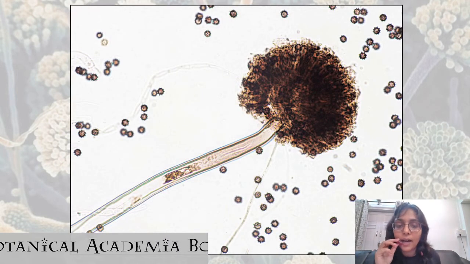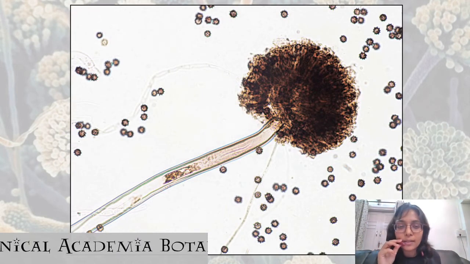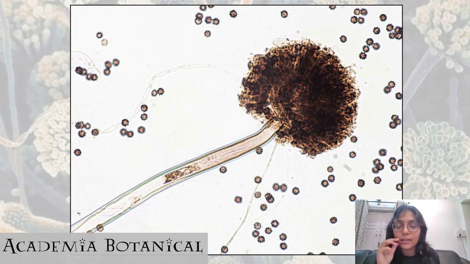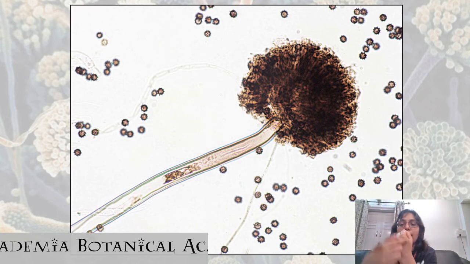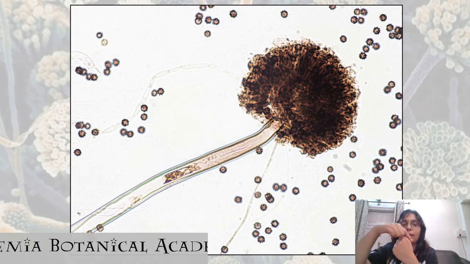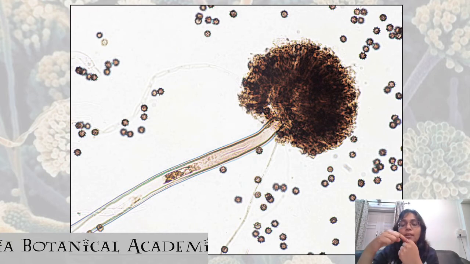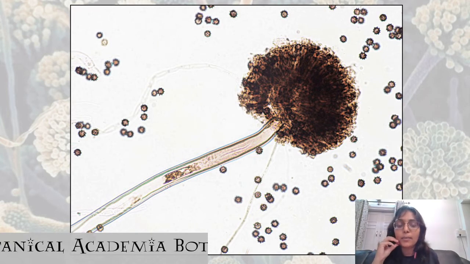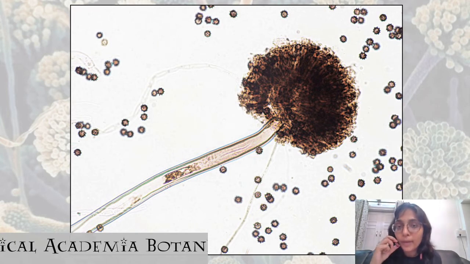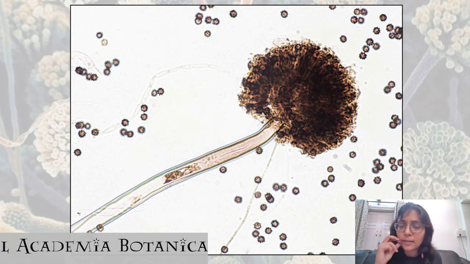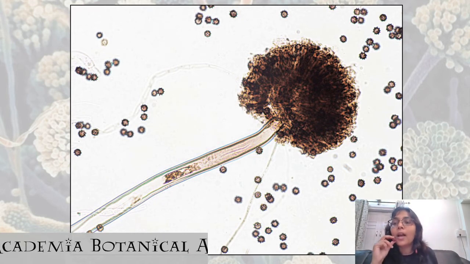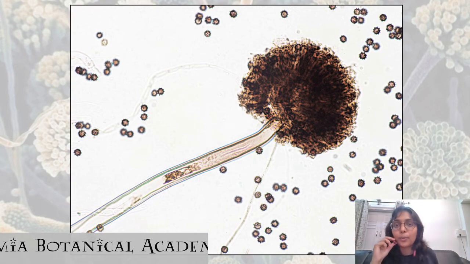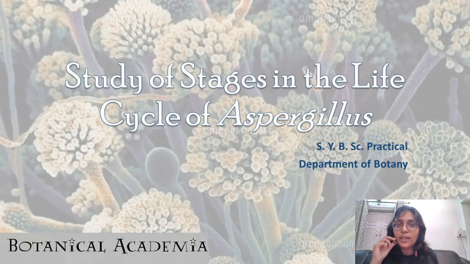This is again a high power image of Aspergillus. You can see a little globular structure which is nothing but the vesicle, over which the sterigmata are present. The sterigmata will be present all over the vesicle, and over the sterigmata you will find the conidia in basipetal succession. Now your homework is to find out the meaning of basipetal. There is another term called acropetal. So in the comment section, write down the meaning of basipetal and acropetal. Some homework for you is also needed.